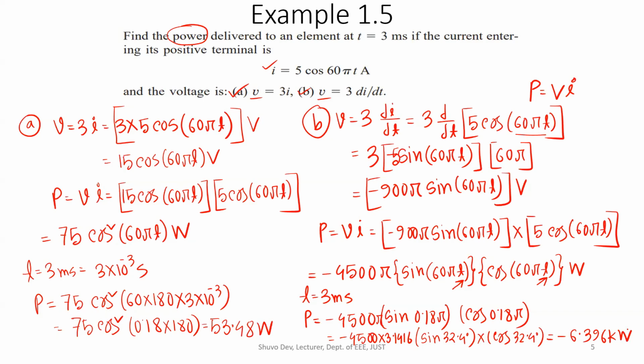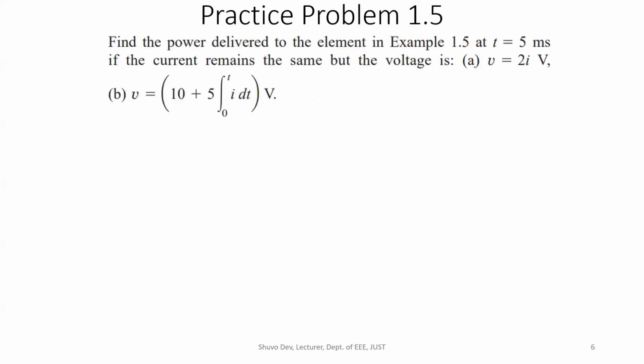So this is the problem or example 1.5. We have to find out the power. We have current and voltage given. This is the very simple formula, P is equal to VI, but there are some arithmetic or differentiation type problems. Hope you can understand this very well. Okay, let's go to the next problem, that is practice problem 1.5.